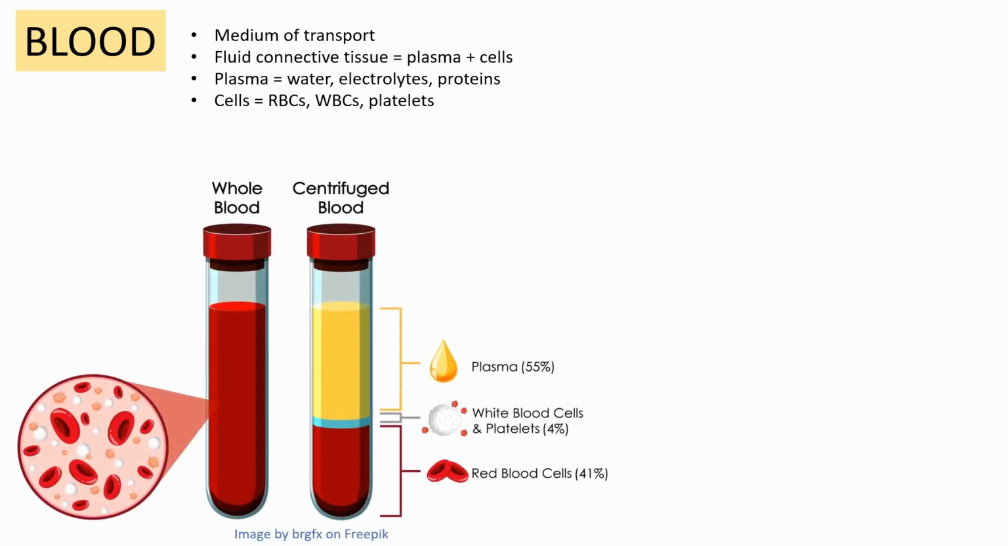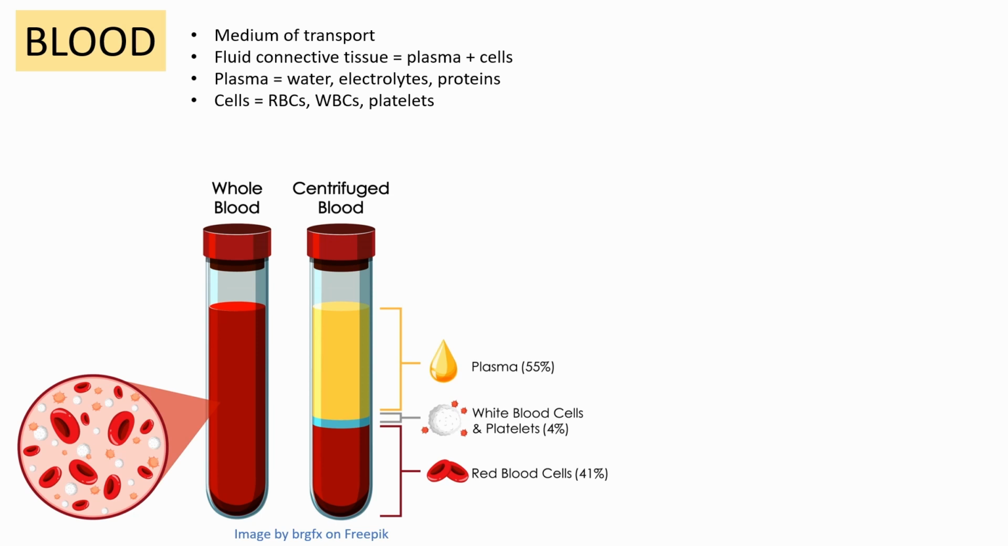If you took the human blood and centrifuged it into different components, you will notice that more than half of the blood, or about 55%, is made up of plasma. Slightly less than half of it, or about 41%, is made up of the red blood cells, and a small fraction, about 4%, is made up of white blood cells and platelets.